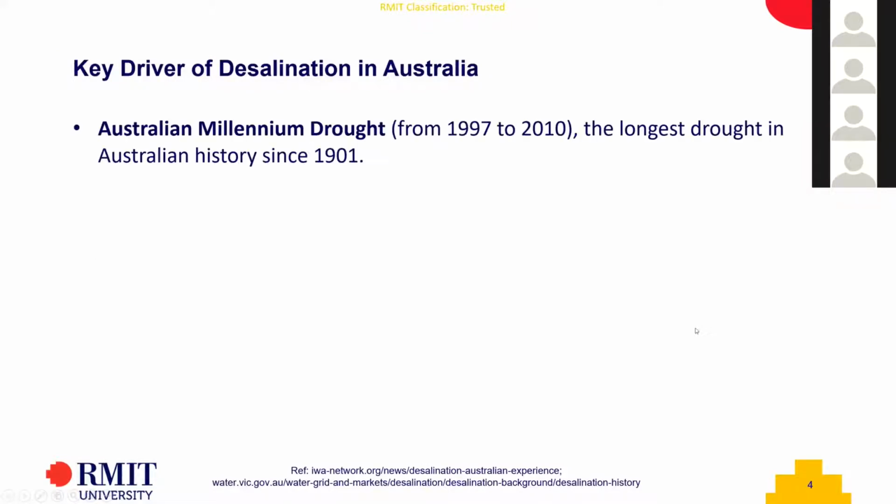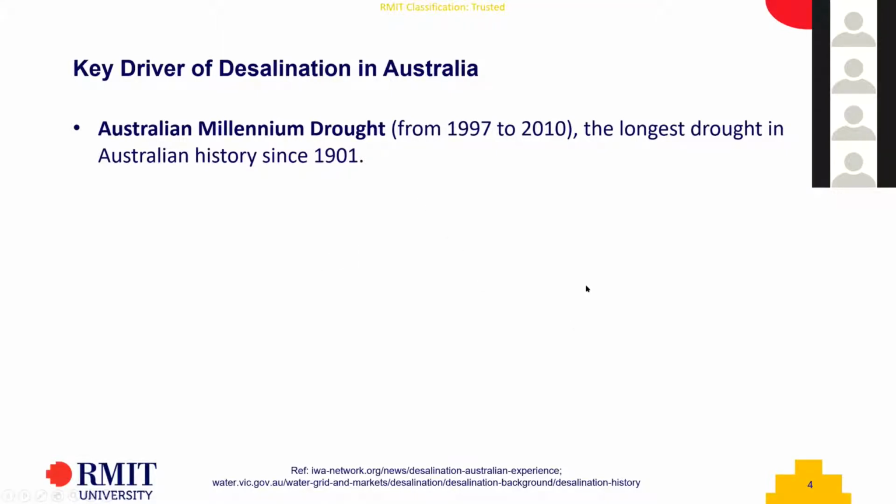Like many other countries, the key driver of desalination in Australia is actually drought. Over 1997 to 2010, many parts of Australia experienced the longest drought in its history since 1901. This drought was so serious that it had a big impact on many aspects of people's lives in Australia. It has been termed the Australian Millennium Drought.